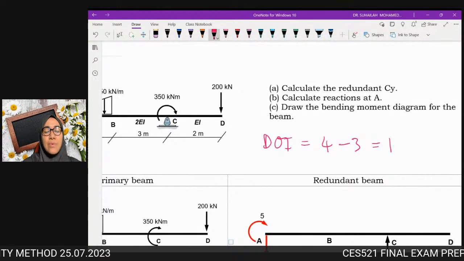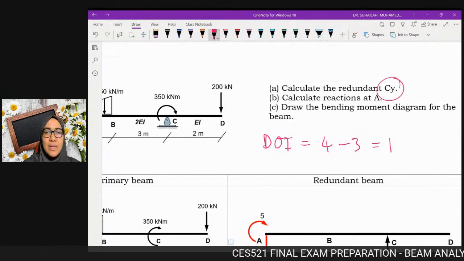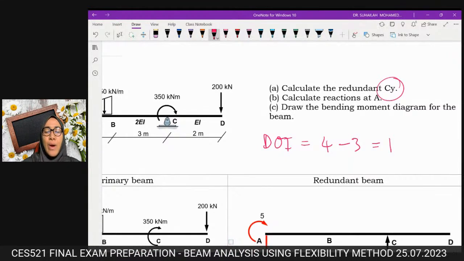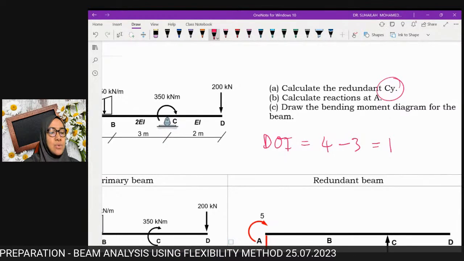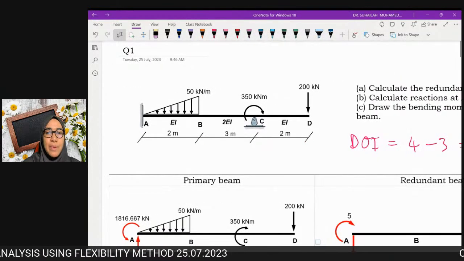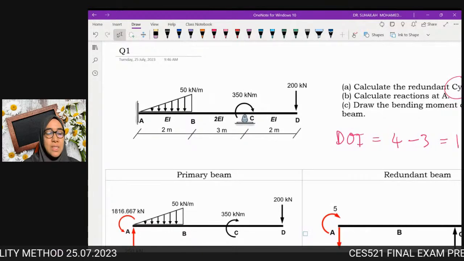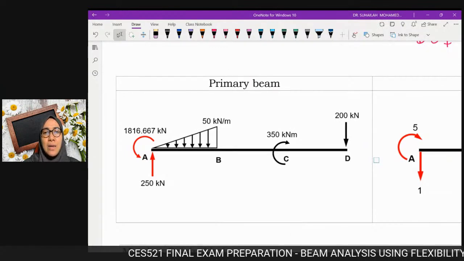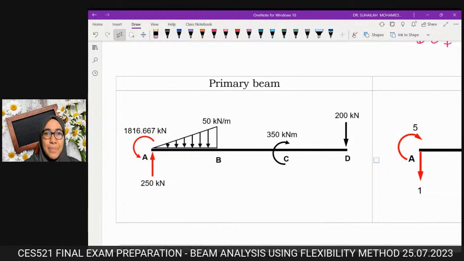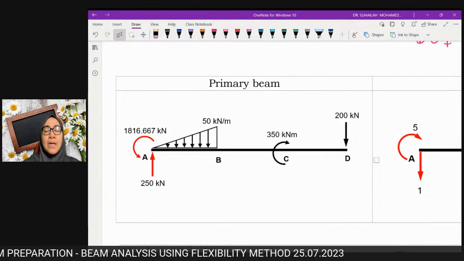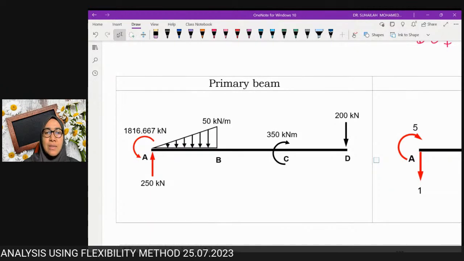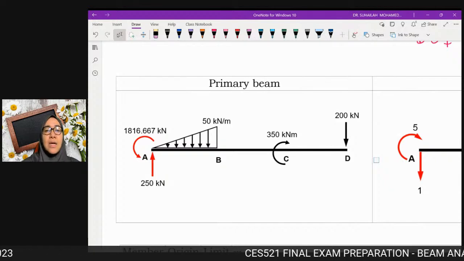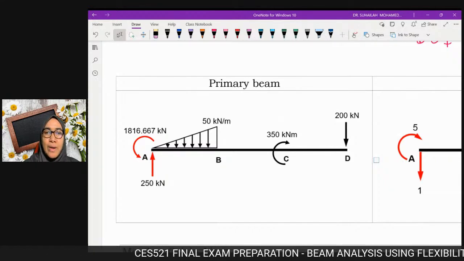In the question, Cy is given as the redundant, so we have to choose Cy as the redundant. Whenever we choose Cy as redundant, we have to remove Cy from the system. When we remove Cy, the beam is now called the primary beam. The primary beam is a determinate beam with 3 unknown reactions, located at A, the fixed support. We have removed the roller, we have removed Cy, the redundant.